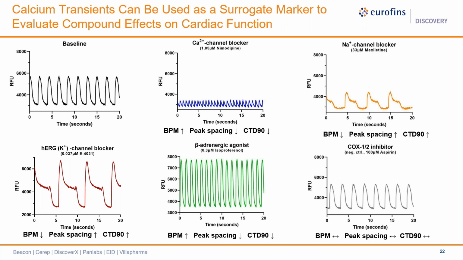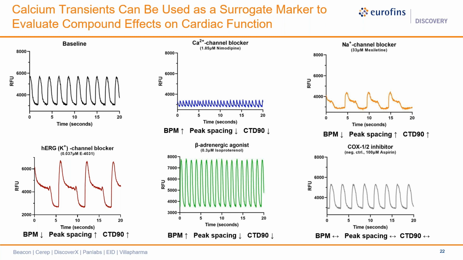Then we wanted to see how the calcium oscillation is affected by compounds that affect cardiomyocyte function via a different mechanism than ion channels. For this reason, we used a beta-adrenergic agonist. We used isoproterenol specifically, and you can see that this also affects the calcium oscillation waveform. We observed an increased amount of beats per minute, decreased peak spacing, and decreased CTD90.